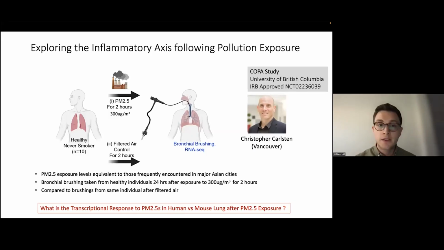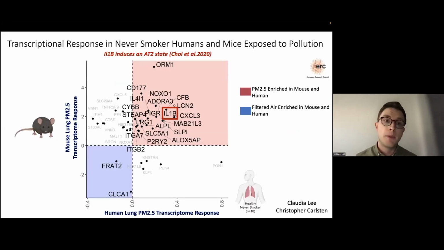This was a small and noisy data set, but what it allowed us to do was directly compare the fold change within the mouse lung transcriptome response and the human lung transcriptome response. One of the things that really jumped out at us was IL-1 beta, which has been known to induce, and is sufficient to induce, this altered alveolar type 2 state.